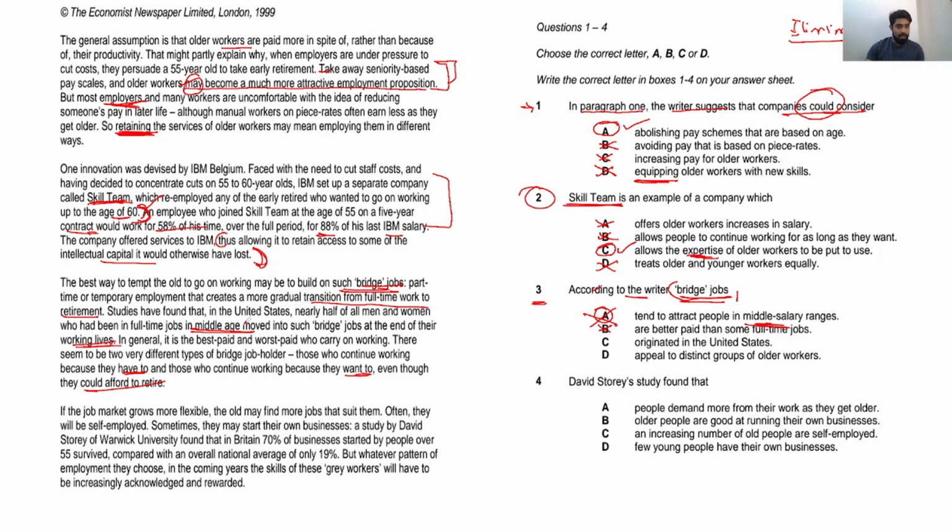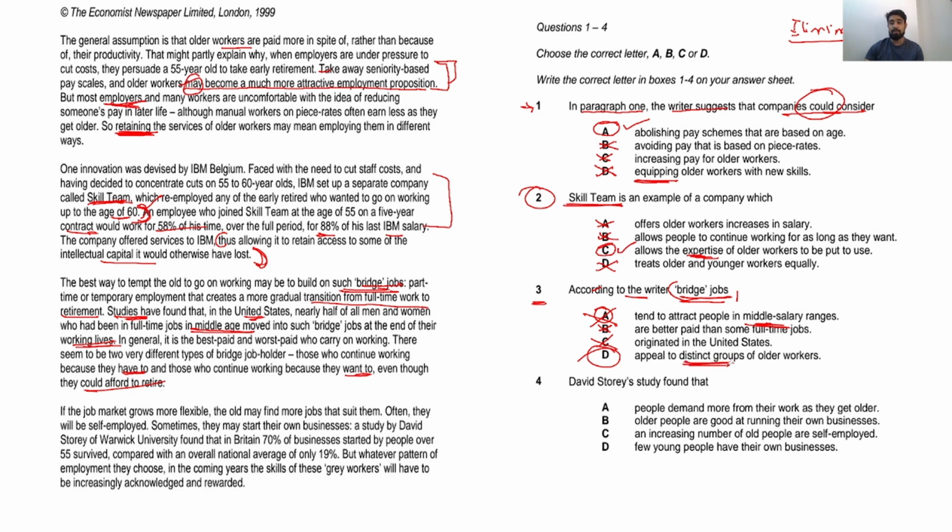"Originated in United States." Studies have found that in United States, nearly half of all men and women who had been in full-time jobs in middle age moved to such bridge jobs at the end of their working lives. This is studies have found in United States. They didn't say it originated in United States. That is wrong. So what is left now? D. Appeal to a distinct group of older workers.